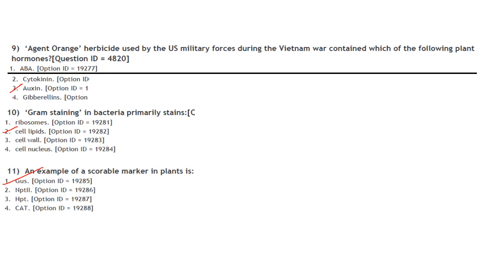An example of a scorable marker in plant. So scorable markers are reporter genes that generate a product that can be detected using simple quantitative assays, whereas selectable markers are detected through the expression of resistance for a toxin or a resistance for an antibiotic. These are selectable markers. So GUS is the scorable marker here.